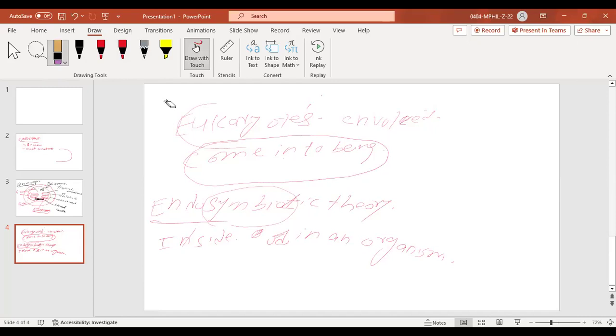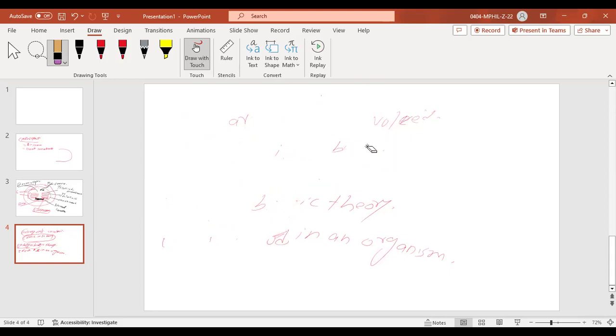where different types of free living prokaryotes became incorporated inside the large prokaryotic cell. Are you getting this point? What I'm saying is, eukaryotes are formed from prokaryotes. This is the one point that we can say. I'm just making you understand like this.